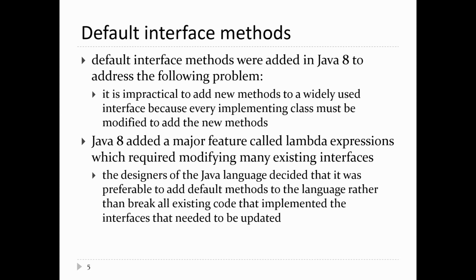By adding default methods, you provide an implementation of the method. That means anybody who's using your interface and implemented a class that implements your interface gets the default method for free. They have to recompile their code, but they don't have to change their code to add the new method. So the designers of the Java language decided that adding default methods was preferable to breaking everybody's existing code, which was probably a good decision. And that's how they added this new feature to the language. They were forced to also add default interface methods.